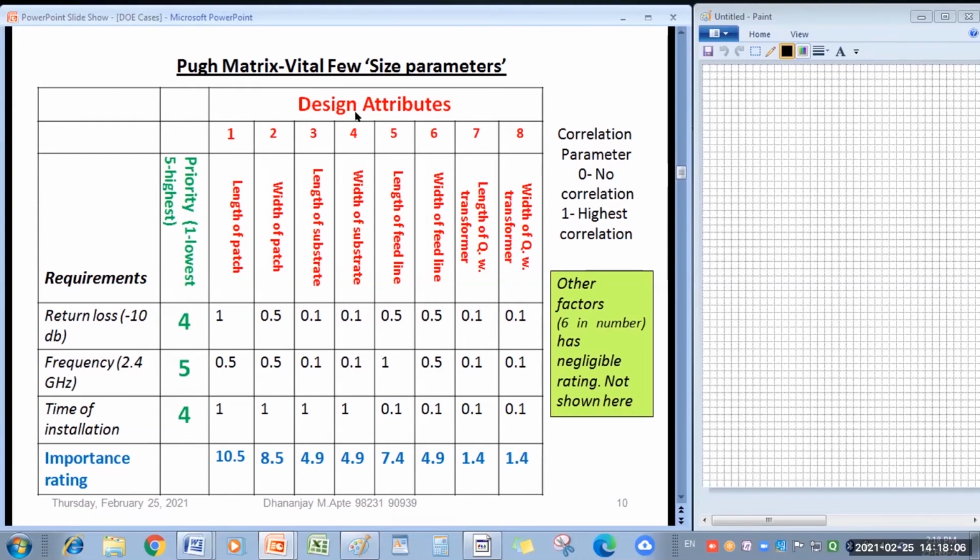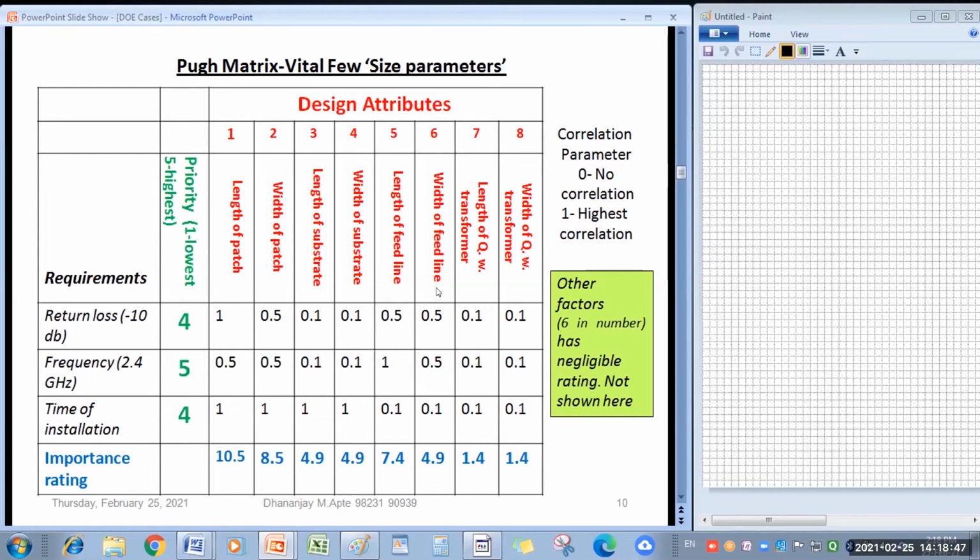Now, for achieving a particular requirement in our product, we have certain design attributes with us. Design attributes are technical specifications, which the designer knows, the customer may not know. So we have written 8 design attributes. Why did we write only 8 design attributes? Because other design attributes have negligible rating. Now, these 8 design attributes are analyzed.